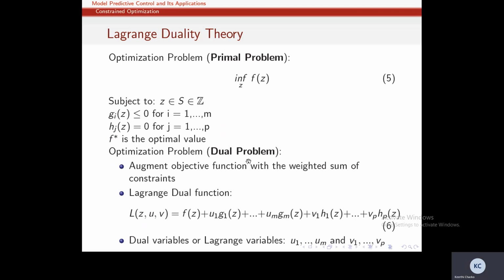And for the dual problem, we will augment the objective function with the weighted sum of constraints. So this is the objective function, and we will augment it with the constraints, multiplying them with some variables. Those variables are called dual variables or Lagrange variables. These functions are used as we will be using different values to multiply with the constraints.